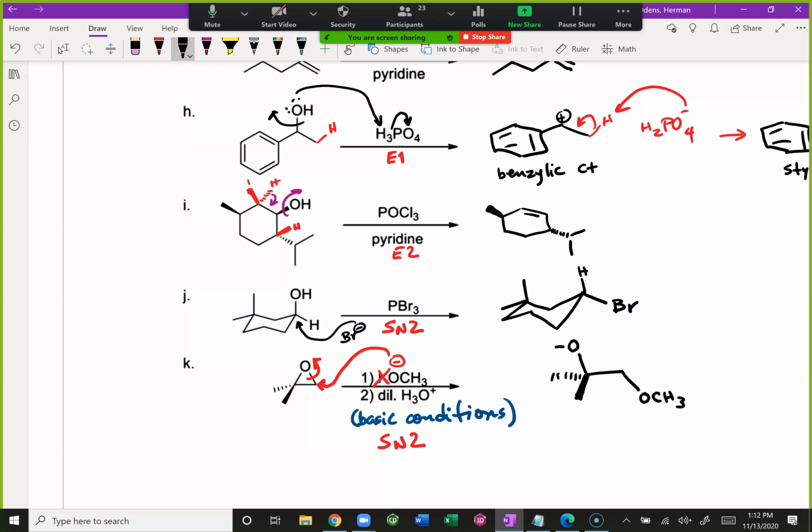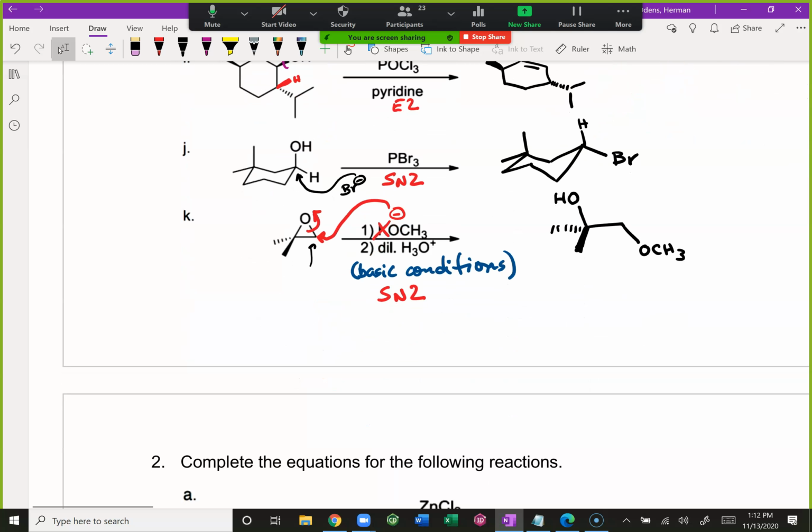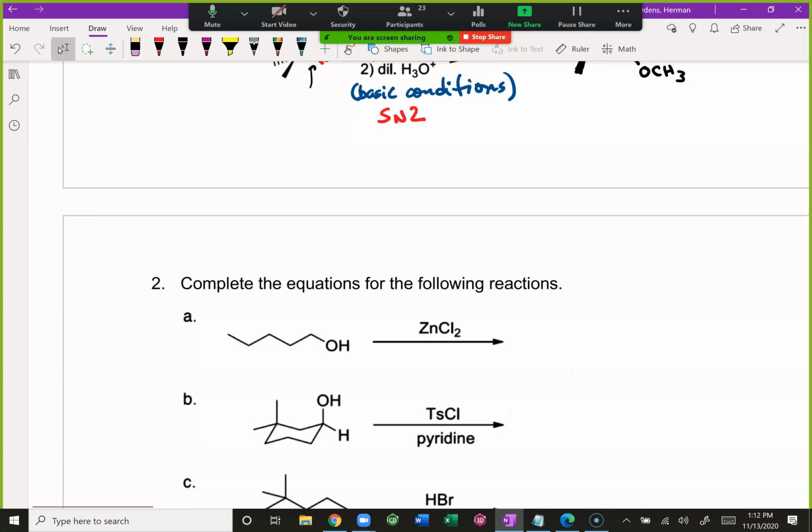So that's the first step. Second step, we add the acid, and that just puts an H right there, and that's the final product. All right. Pure SN2, that carbon was flipped. The configuration was flipped, but it's not a chiral carbon, so it doesn't show it. But there was 100% inversion of configuration there. So let's do the next examples.